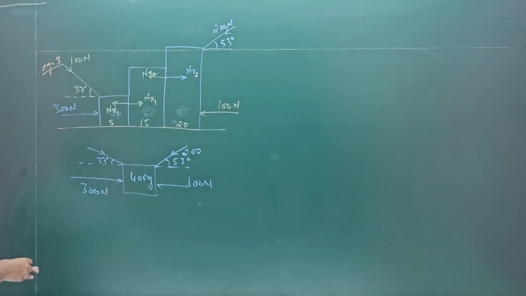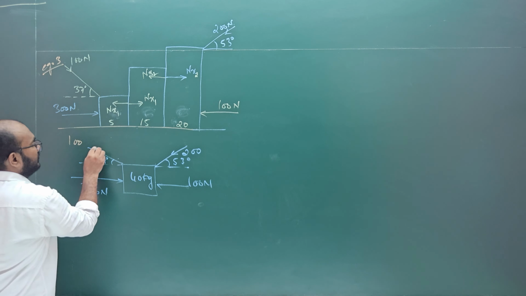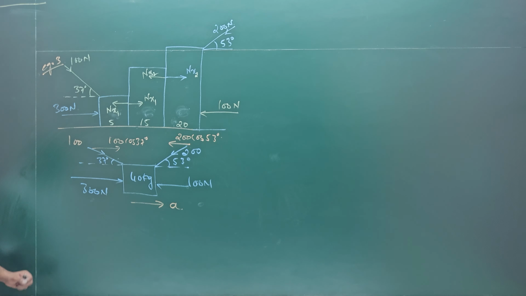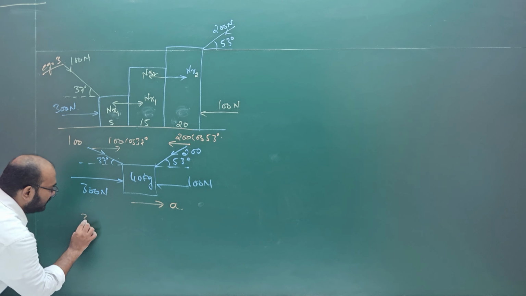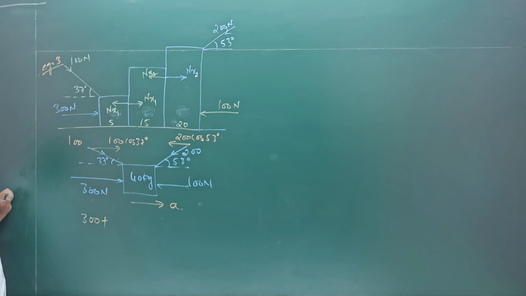Yes or no? Okay. So can I say that this one has value 100 Newton? So 100 cos 37 is acting over here, and in this direction, 200 cos 53 is acting. Yes or no? So in this direction two forces are acting, and in this direction two forces are acting. Which way should we take acceleration? Let's take it this way. So let's consider the acceleration of the body to be in this direction. Okay, now can I say 300 plus 100 cos 37? Write down the value of this, how much is it?